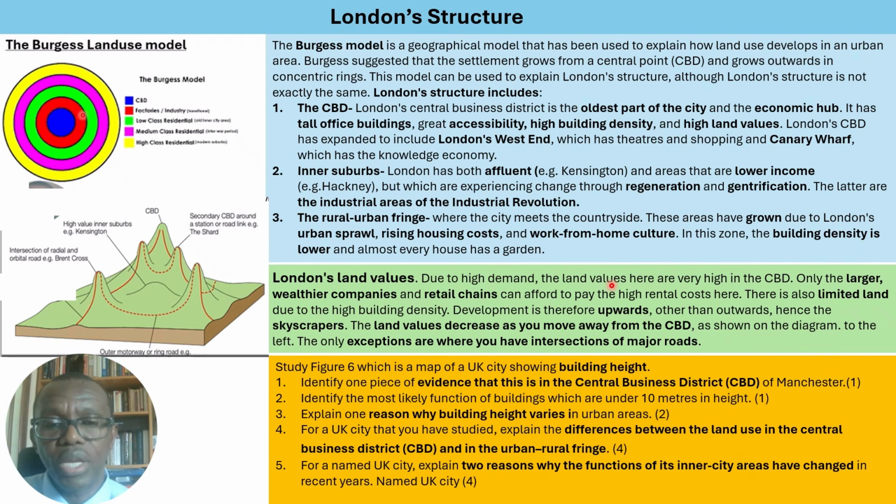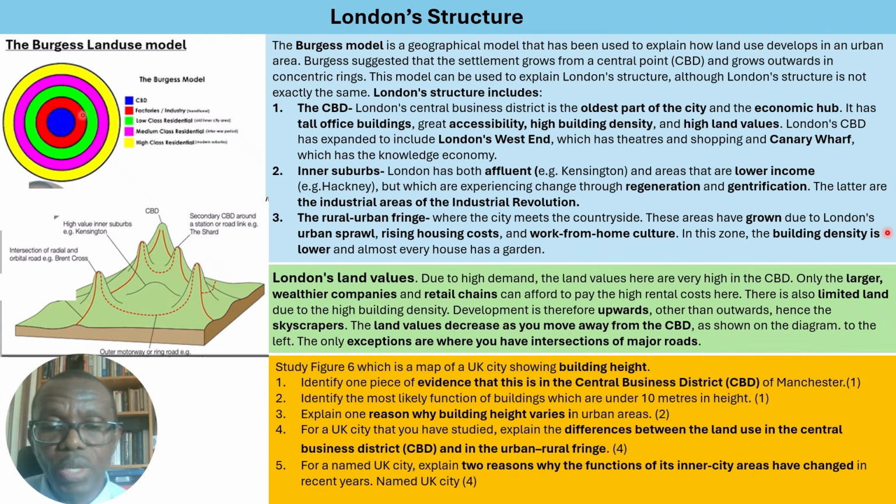Then the next question is to explain one reason why building height varies in urban areas. Of course, we did talk about the high land values in the CBD, and we said that they build upwards rather than outwards because there is limited space, and there is also a huge demand for office space. So that is something you could talk about there. And then the next one: for a UK city you have studied, explain the differences between the land use in the central business district and the rural-urban fringe, if you like.